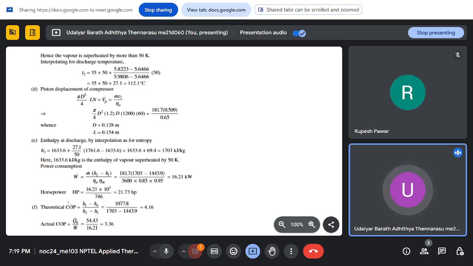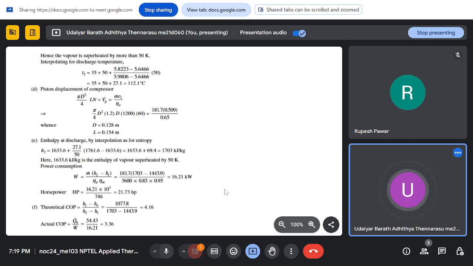So now the power consumption is mass into H2 minus H1 divided by the adiabatic efficiency into mechanical efficiency. So that is the total power consumption which has to be provided to the compressor. So 181.7, which is in kg per hour, divided by 3600 into your enthalpy difference. So H2 we have estimated, 1703 minus the inlet enthalpy 1443.9, divided by the efficiencies. So adiabatic 0.85 and mechanical 0.95 will give you 16.21 kilowatt.